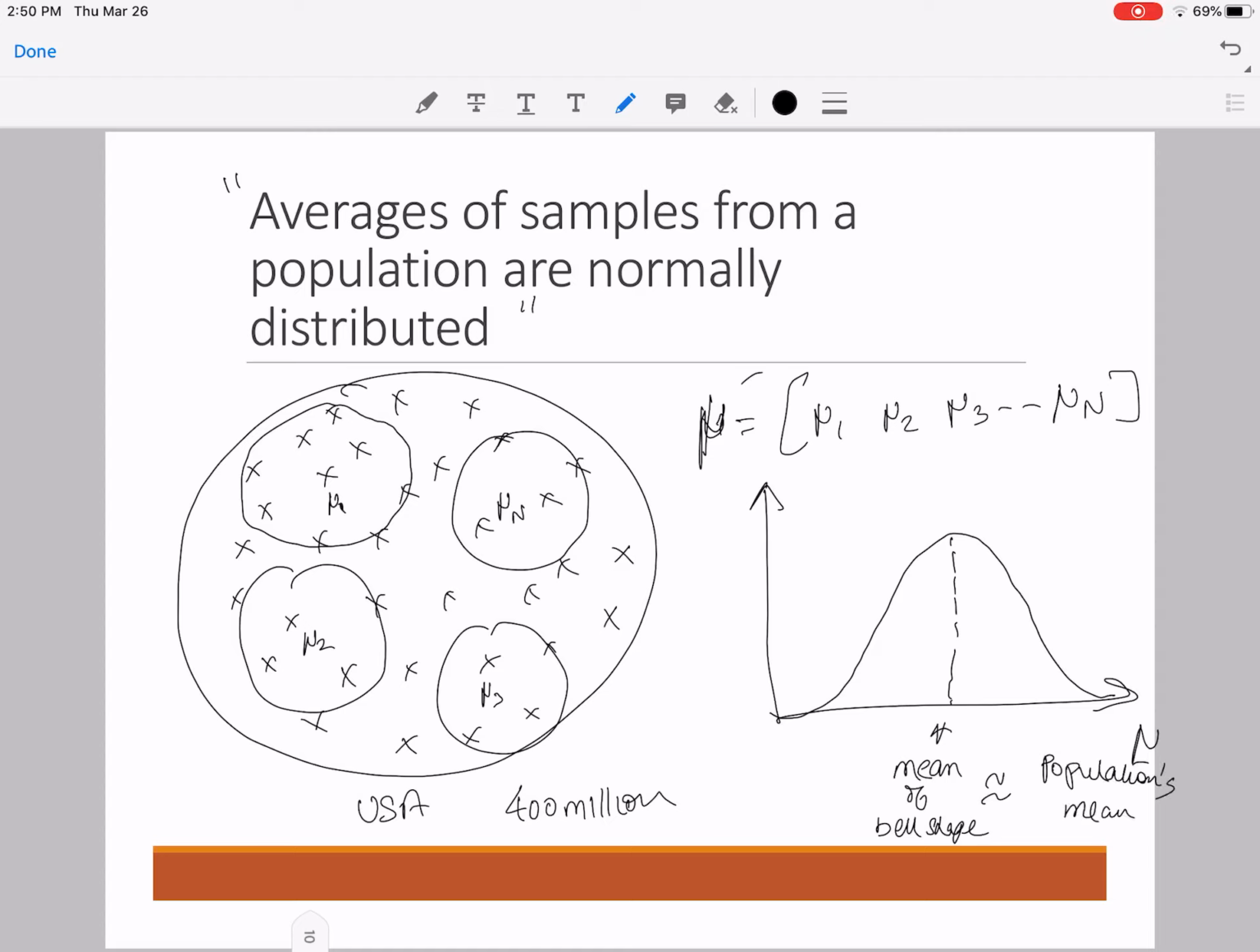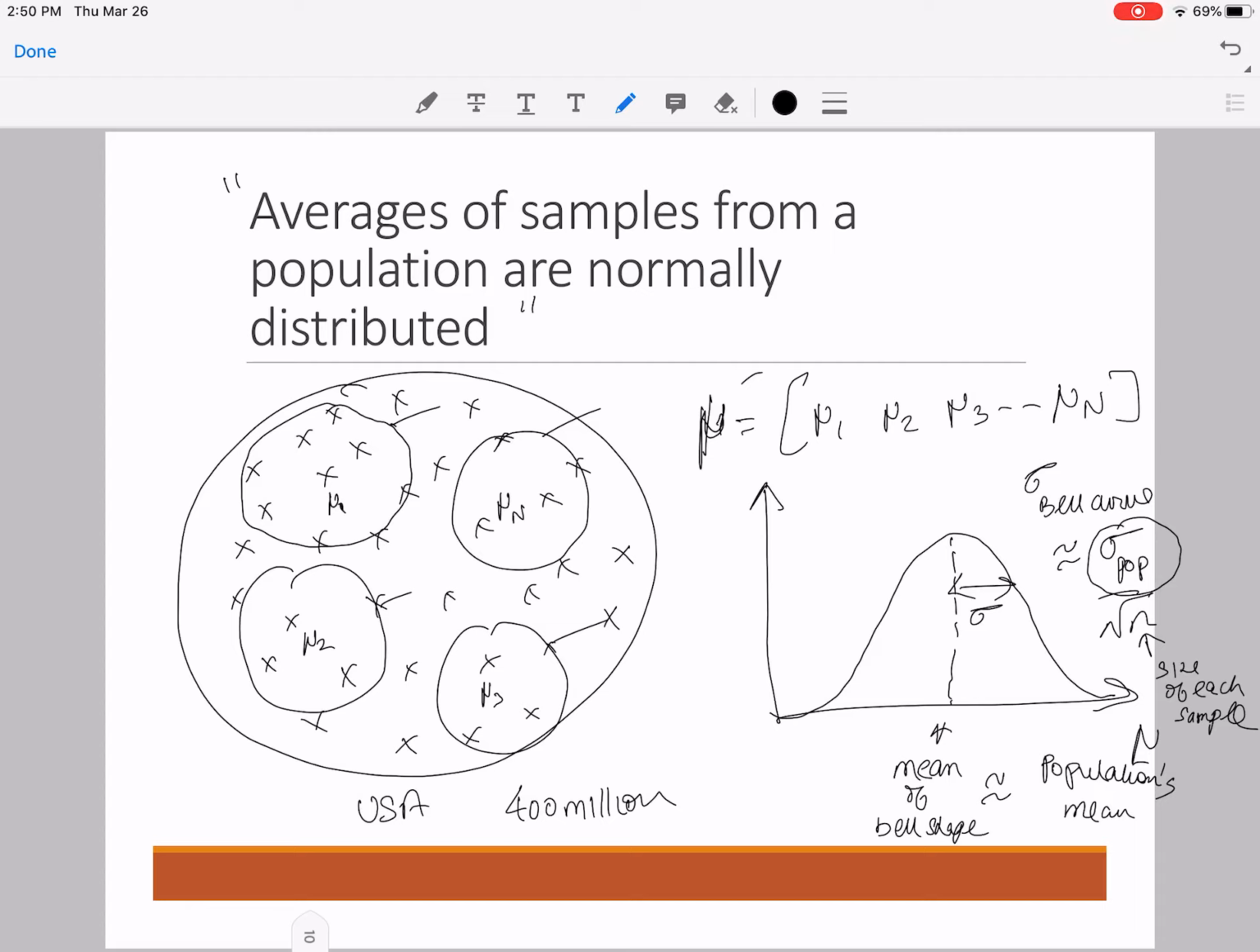Not only that, the standard deviation sigma of this bell curve will approximately equal the sigma of the population divided by square root of n, where n is the size of each sample. So if you were to consider the size of these individual samples as 1,000 points, then n is going to be 1,000. So in this way, you can guesstimate the standard deviation of the population using the central limit theorem.